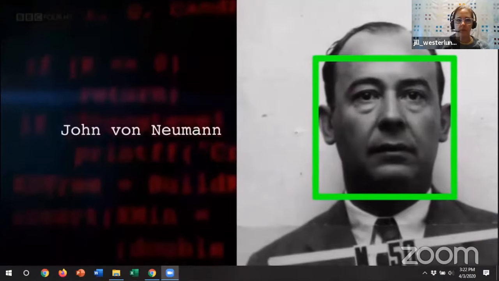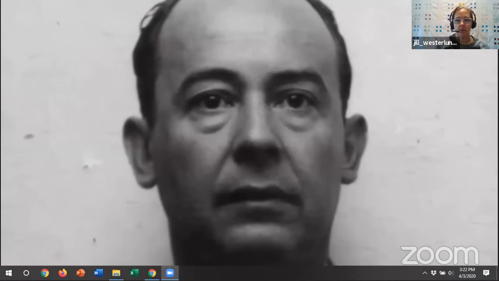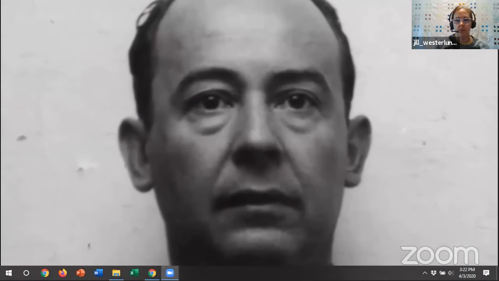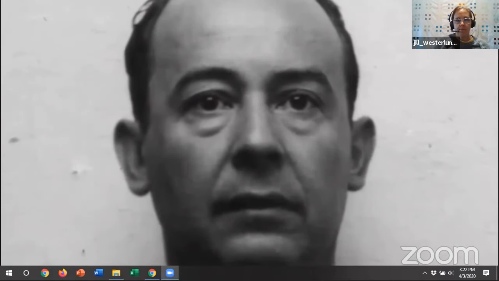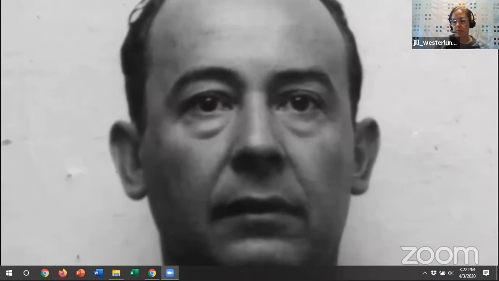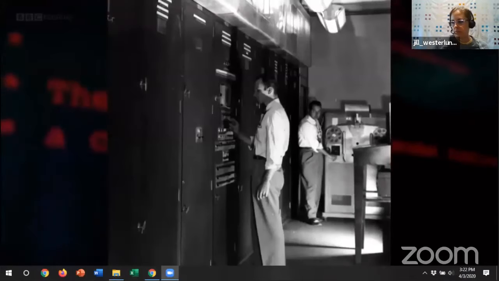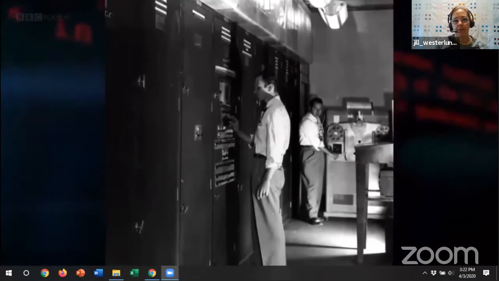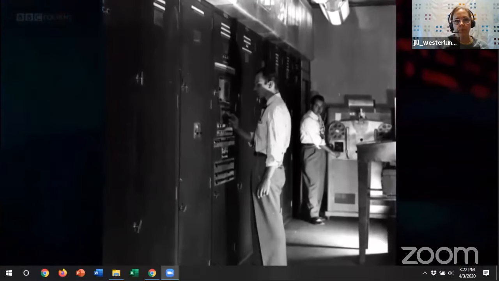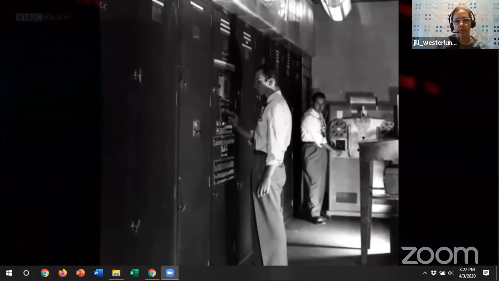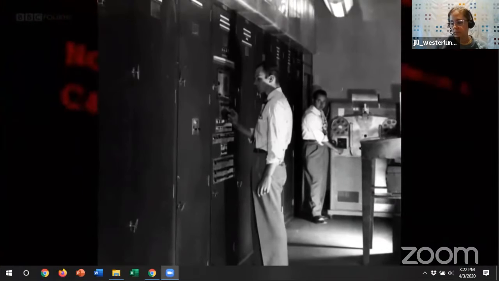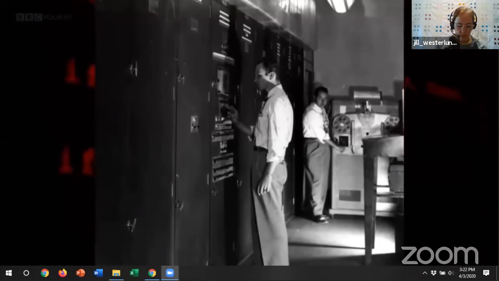This is John von Neumann, the scientific genius who helped pioneer the modern computer, game theory, the atomic bomb, and, as it turns out, invented a sorting algorithm. He devised it to work on this, one of the world's earliest electronic computers, which he'd helped design. The algorithm is called merge sort.